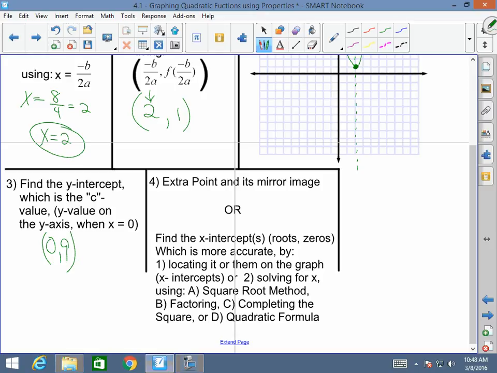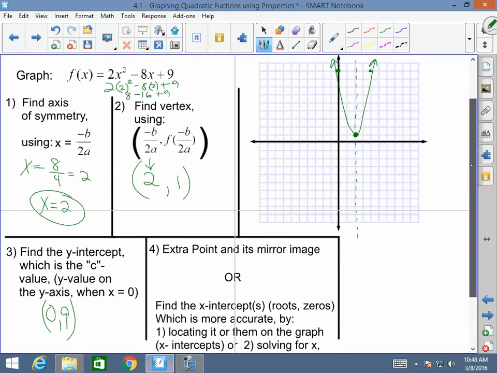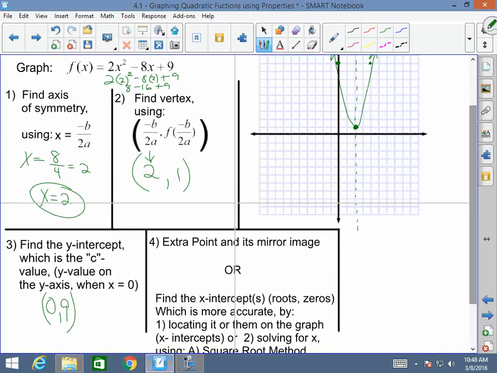Okay? Now, in this particular case, this is not factorable. So what I'm going to do is I'm going to use an extra point. What does that mean? Well, just do 1 point. What value of x do you want to use?